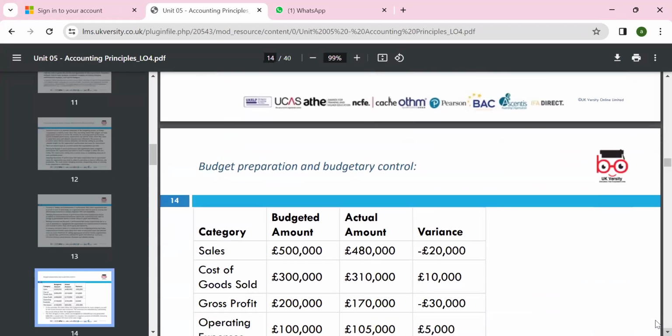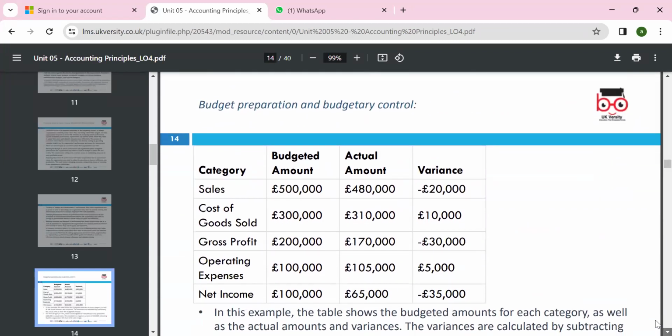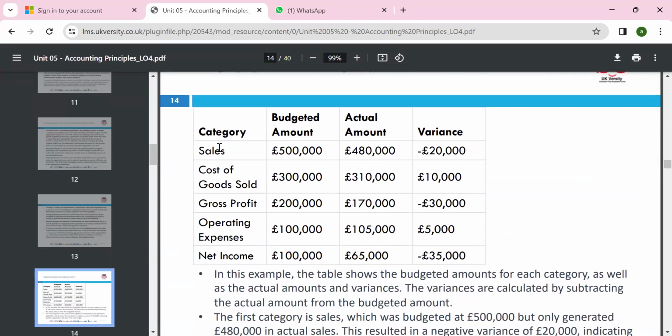Okay, let's look at budget preparation and budgetary control. So we have the budget here, sales. We budgeted 500,000, but actually the sales we have are 480,000. So actual sales are less than the budgeted sales. Sales mean income. If you have a higher income than budgeted, it is in your favor; if you have less income than budgeted, you have a loss. So it's a variance, and the variance here is negative, which means unfavorable.